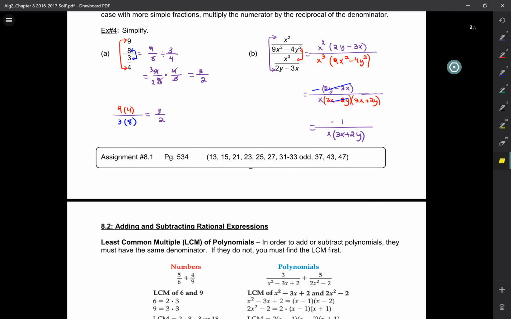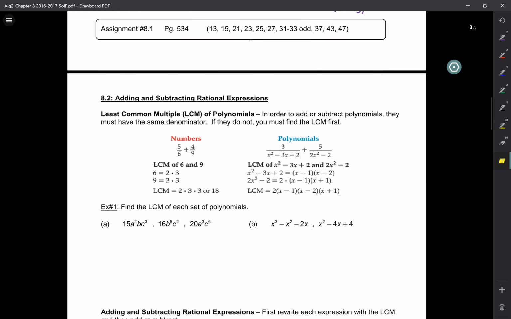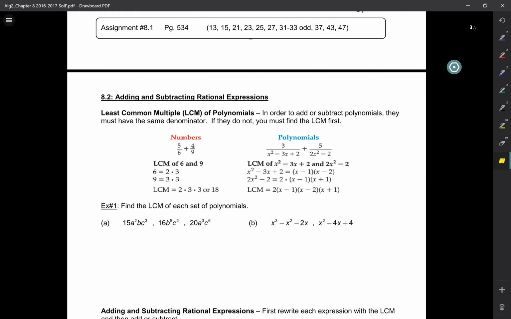So you remember back in algebra, or any time for that matter, when we have to add or subtract fractions, what do we first do? We find the LCM of the denominators, which is the least common multiple, and that becomes a common denominator. So for example, this first one here, 5 over 6 plus 4 over 9.